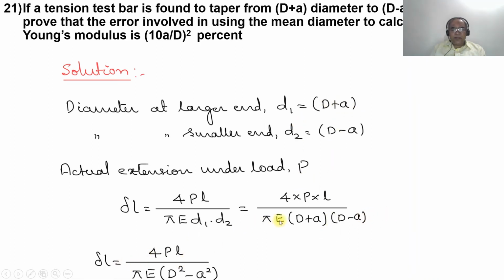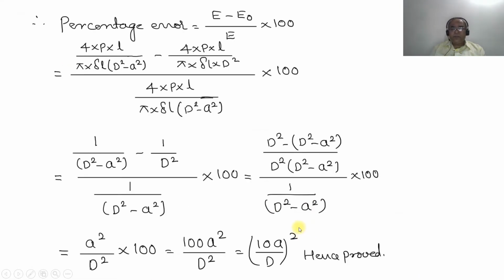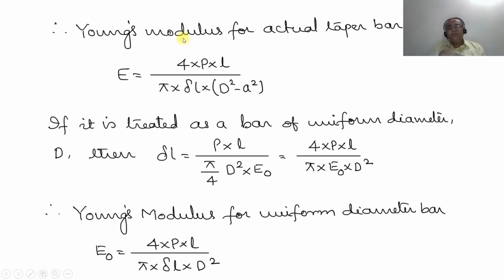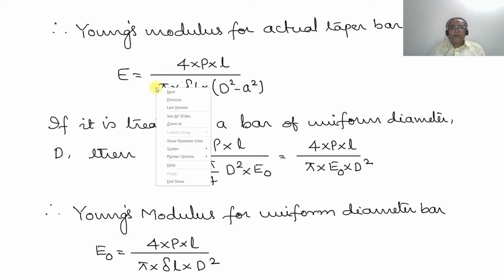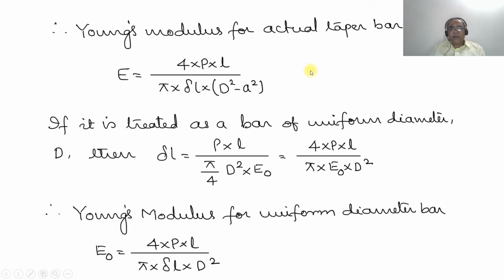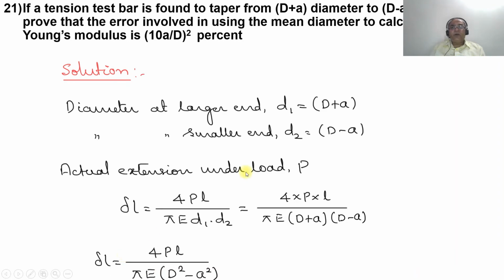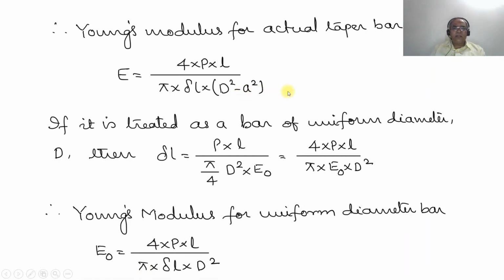So here (D plus a) into (D minus a) is nothing but D square minus a square. Therefore, Young's modulus for the actual taper bar, E, will be equal to 4 P L divided by pi delta L into (D square minus a square). Now, we have to prove that the error involved in using the mean diameter to calculate the Young's modulus is 10a by D the whole square %. Since I want the Young's modulus, E equals 4 P L divided by pi delta L into (D square minus a square).